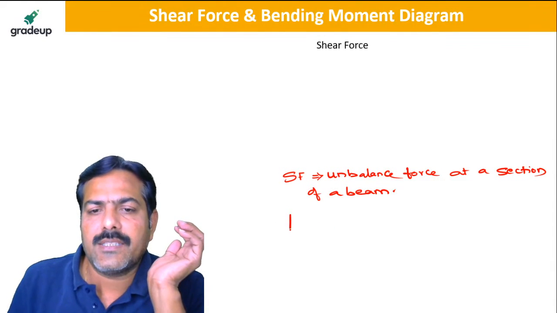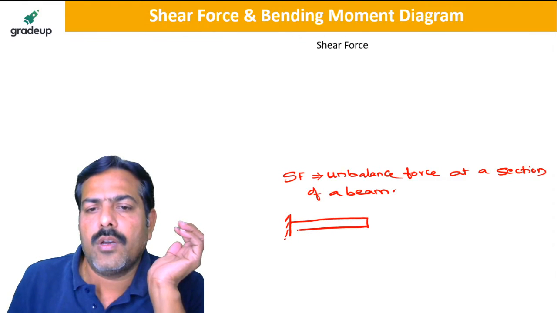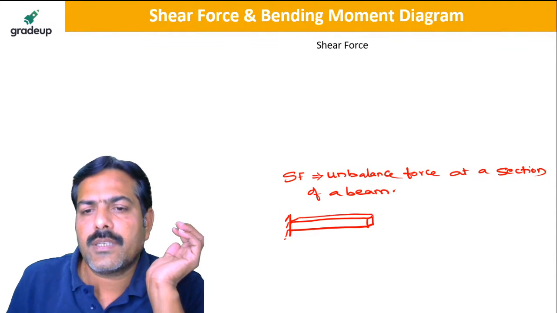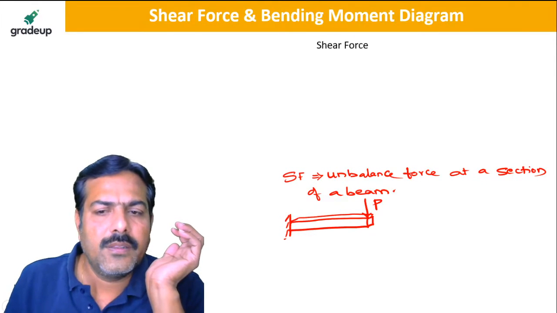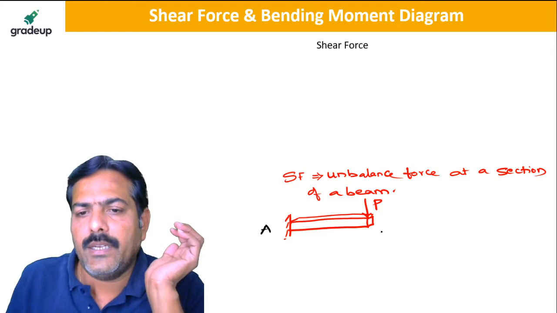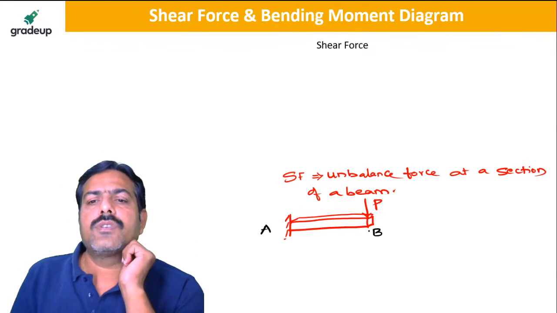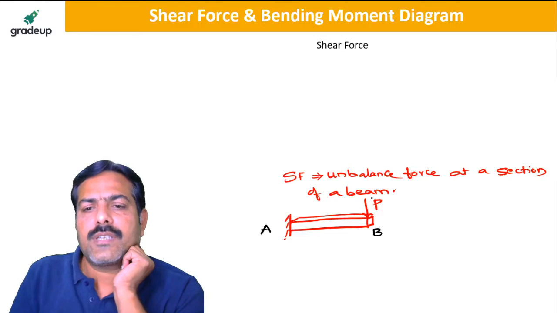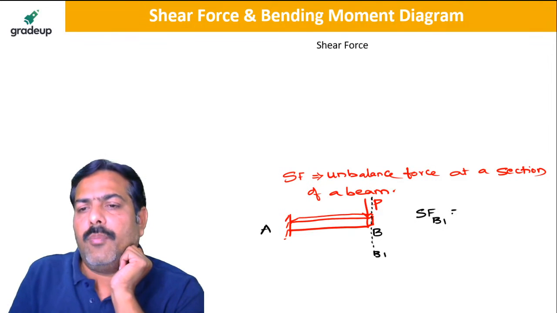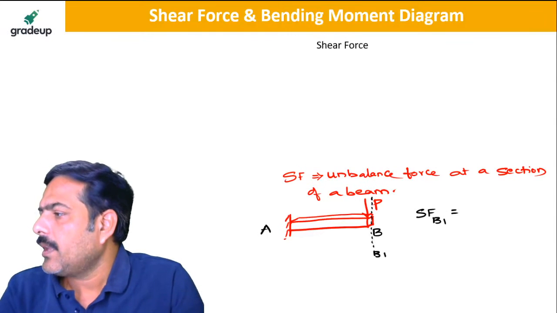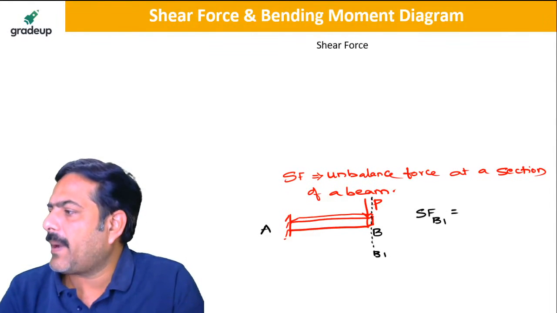For example, if I consider a cantilever beam subjected to transverse load P on it, you see that this force at B point will be having some shear force. So how to get the shear force? Here first I will take a section B1. This section is B1. So the shear force at B1 is equal to how much? Can you tell me? Yes, it is a parallel force, my dear friends. It is a parallel force.